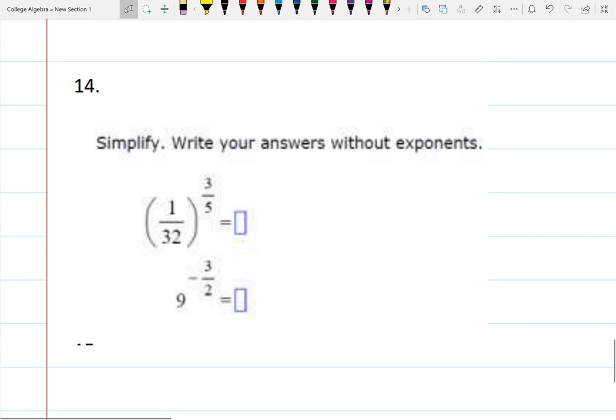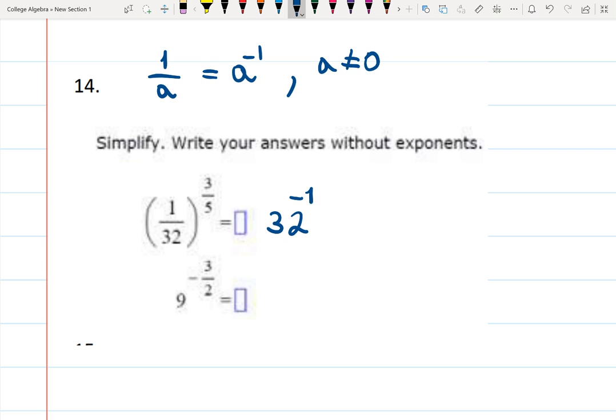And the last example, simplify your answers here. So let's see what I can do here. As I already mentioned to you, 1 over a can be rewritten as a to the minus 1 if a is not 0. Well, I have 1 over 32. Can we rewrite 1 over 32 as 32 raised to the negative 1? Yes, we can. I told you the negative 1 sign kind of flips the fraction. It sends 32 into the numerator in this case. Now I'll put huge parentheses, these ones.